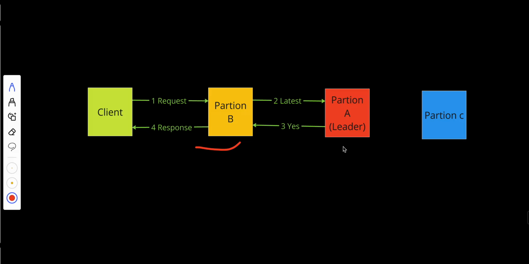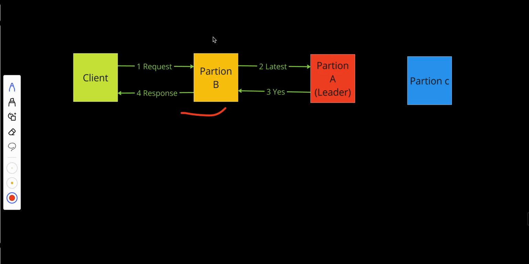The follower ensures the data is up to date before responding to the client. If the follower's data is outdated, it waits for the leader to synchronize before responding.